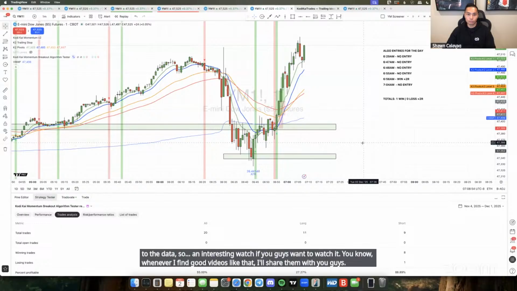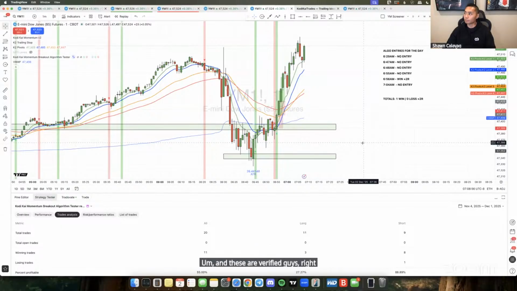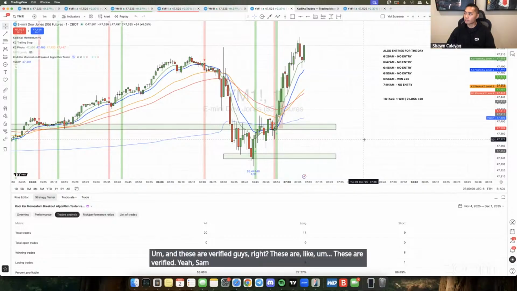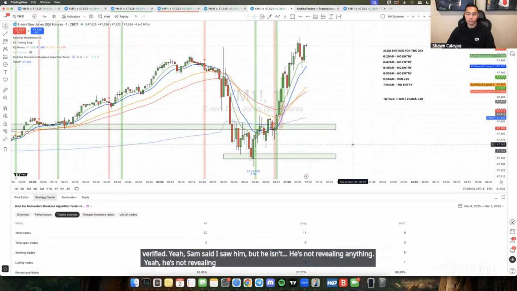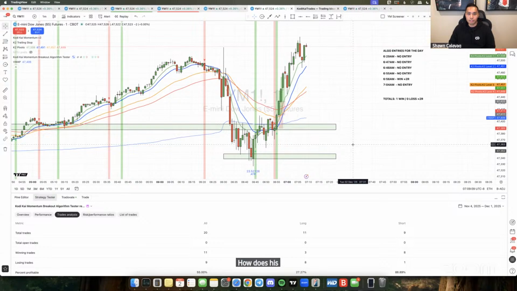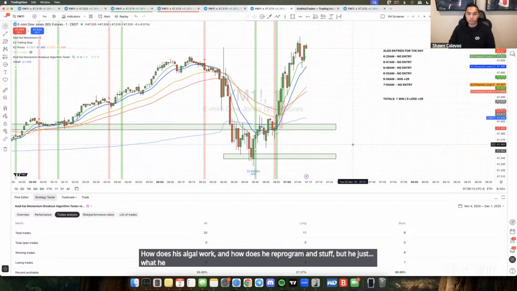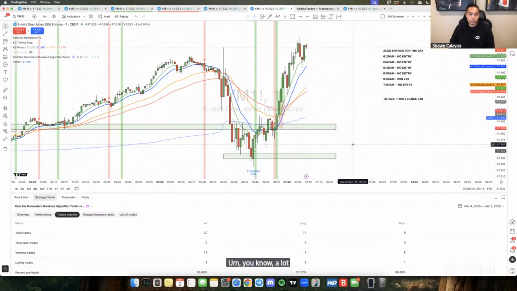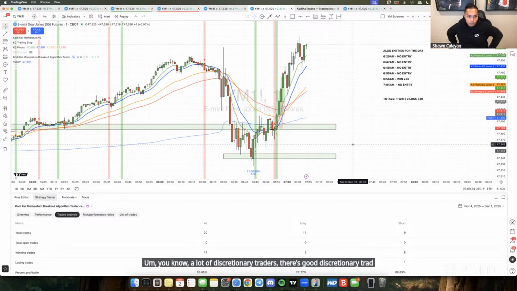And these are verified guys, right? These are verified. Yeah, Sam said he saw him, but he's not revealing any secrets, although the interviewer does ask him how his algo works and how he reprograms it. What he does is explain a lot of the thought process behind it. He explains how overfitting is not good, especially when you're doing technicals. There are good discretionary traders and good technical traders out there.